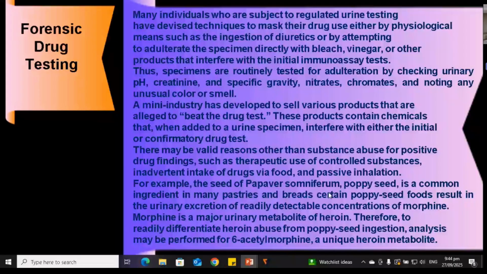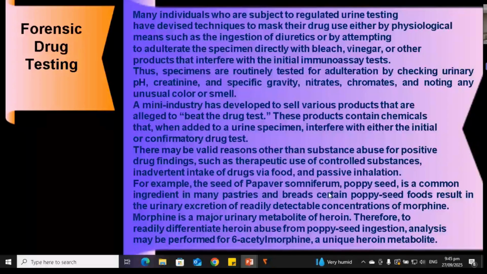For these, many industries have also developed products to beat the drug test, because many times in case of doping, you might have heard of athletes who take some drugs to have energy and stamina at the particular time when they are going to perform. They also want that the drug shouldn't be caught in their blood, or else they will be expelled from sports life throughout their life. So to beat the drug test, they are getting chemicals, and when added to the urine specimen, it does not allow the confirmative drug test, and we are not able to know the particular amount of drug, if it is present or if it is not present.